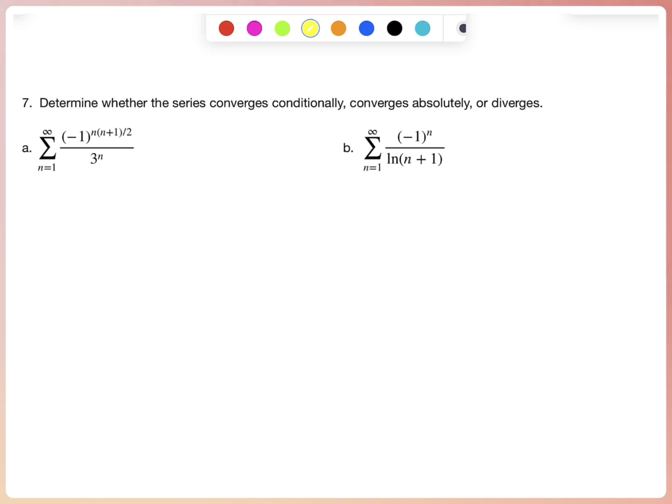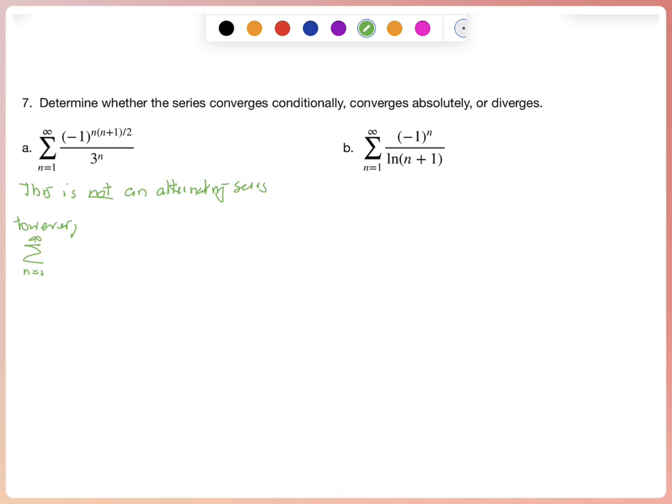Okay, so let's determine if the following series converges conditionally, absolutely, or diverges. It appears to be an alternating series, but if I plug in the terms, I will see that this is not an alternating series, because it's not negative 1 to the n or n plus 1 or n minus 1. You have that n times n plus 1 divided by 2. That messes it up, so this is not an alternating series.